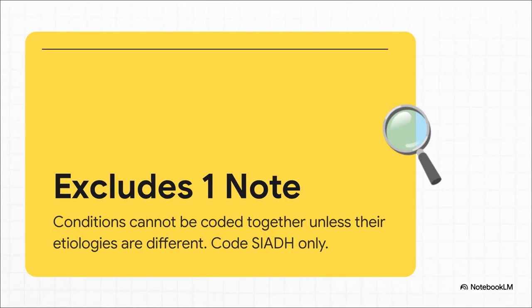Now, another metabolic trap involves severe electrolyte imbalances. Say a patient is documented with both hyponatremia and SIADH. That's the syndrome of inappropriate antidiuretic hormone secretion. How do you code it? Well, remember your ICD-10-CM conventions. These two fall under an excludes one note. That means these two conditions cannot be coded together unless their etiologies are totally, completely different. In this specific case, you must solely code the SIADH. Knowing these little conventions is exactly what prevents audit failures down the line.